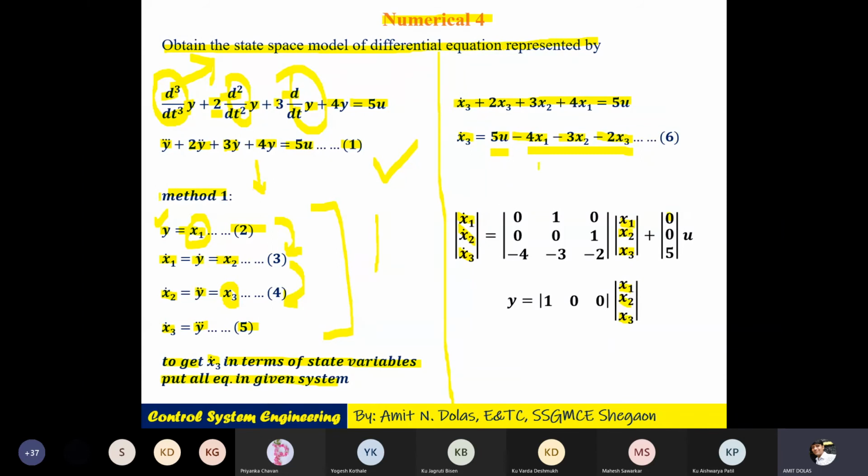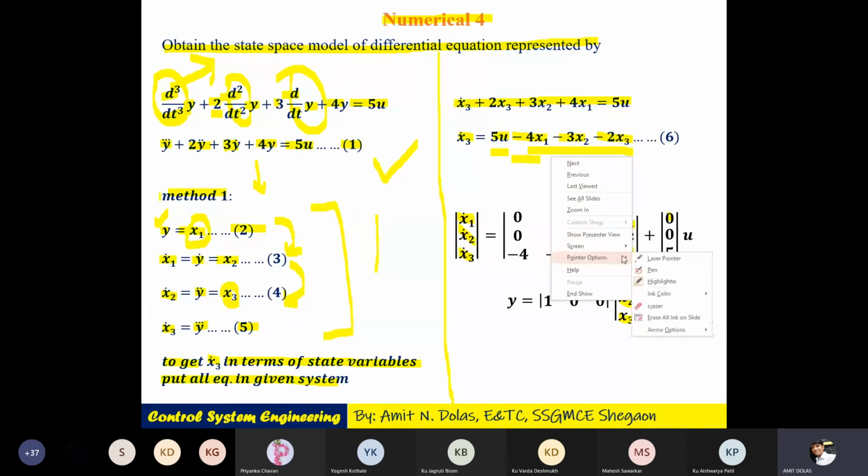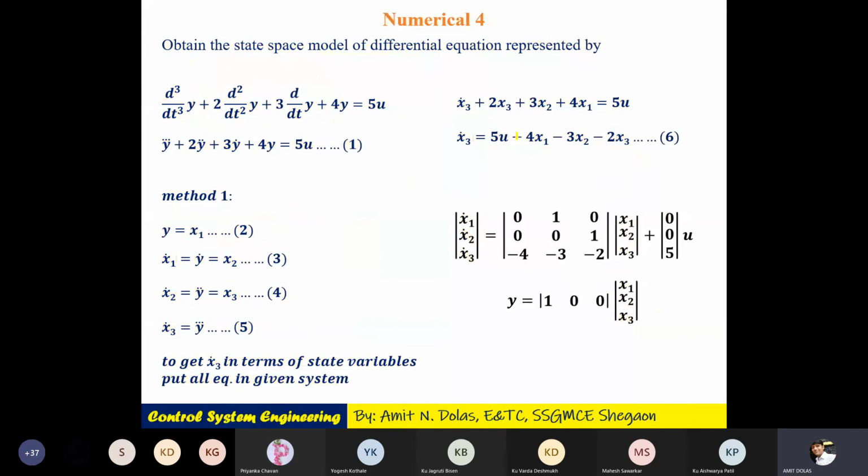So here let's check. The x1 term is -4, the coefficient, of course. Here with x1 it is -4, so here -4. We are writing it in front of x3 here. -3 is for x2, -2 is for x3, 5 for u.